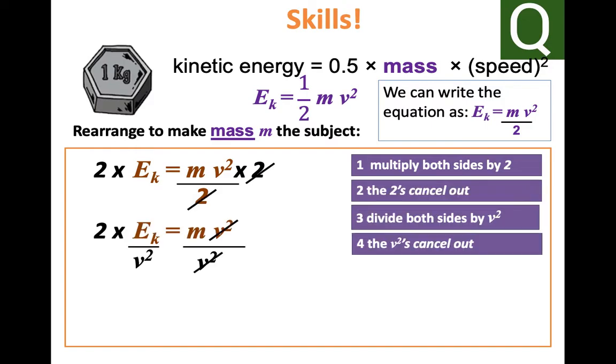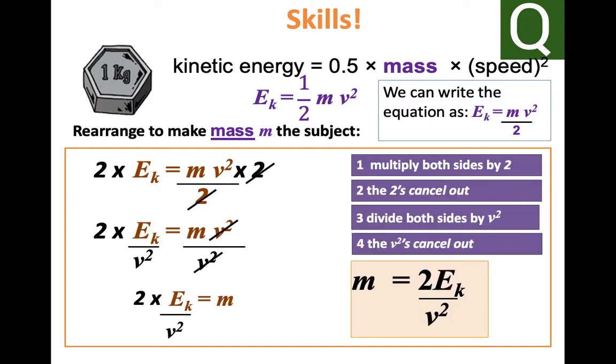So in order to rearrange the equation to make mass the subject of the equation, we need to cancel each side out, so we end up with the equation here where mass is 2 times KE, so that's 2 times kinetic energy divided by the velocity squared.